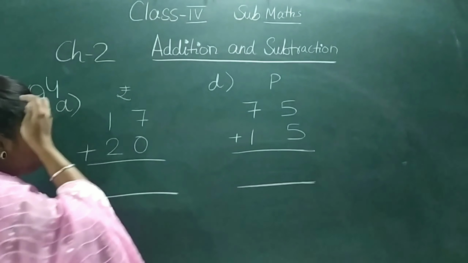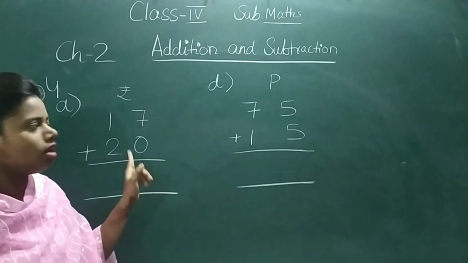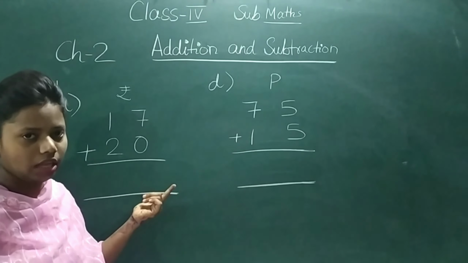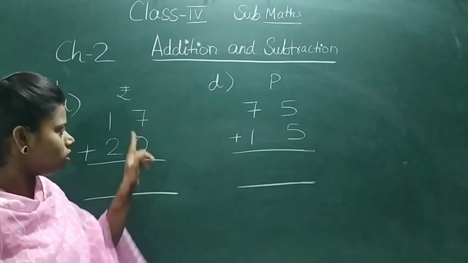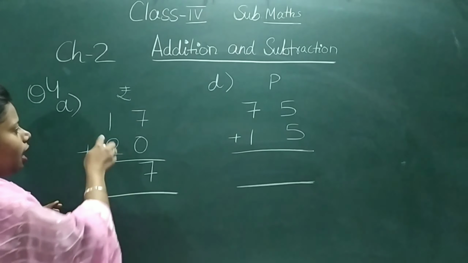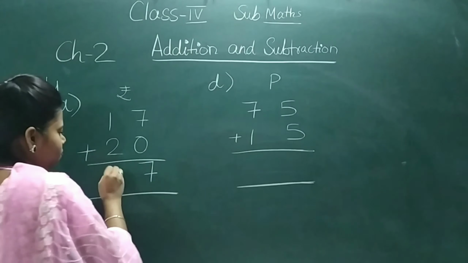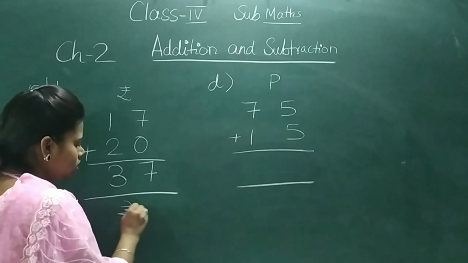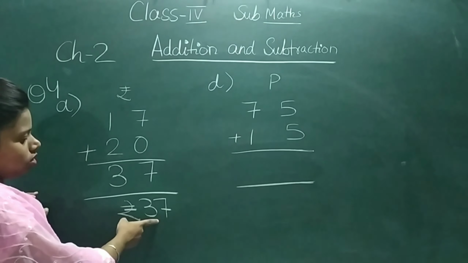Now you can see here 7 plus 0. How much is it? Okay. I have already told you in my question number 1, fill in the boxes, that if 0 is added to any number, the answer will be the same. So 7 plus 0 will be 7. And 1 plus 2 is 3. So 17 rupees plus 20 rupees is how much? Rupees 37. I have to add this sign in front, because this is rupees.